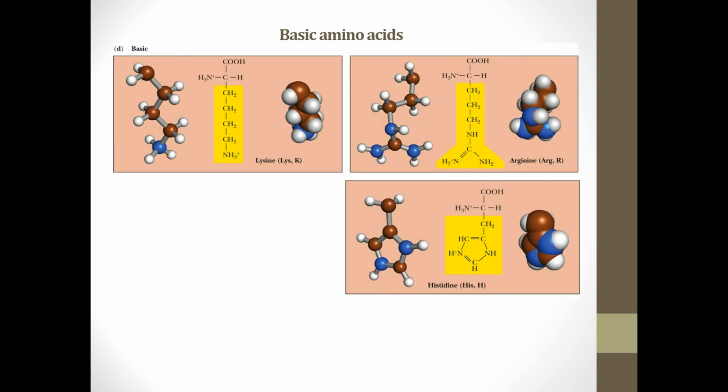Basic amino acids. So we only have 3. That's a nice relief, hasn't it? We've got lysine, arginine, and histidine. And each of these contain a nitrogen which is positively charged under physiological conditions.